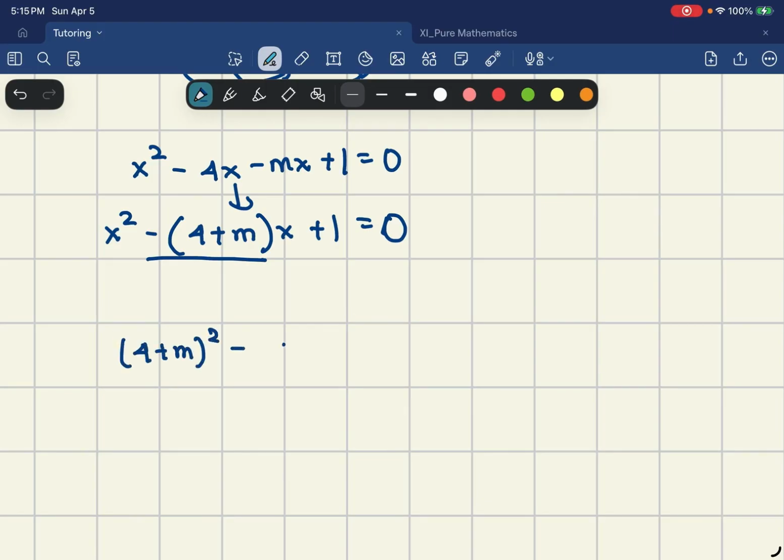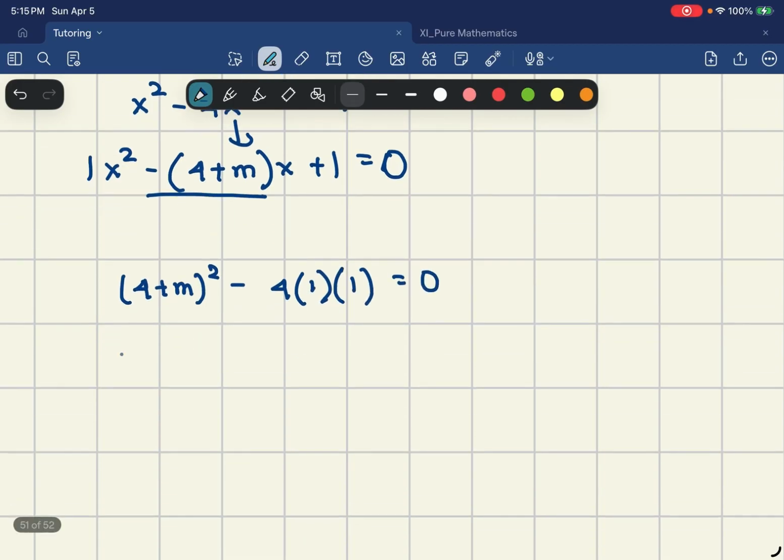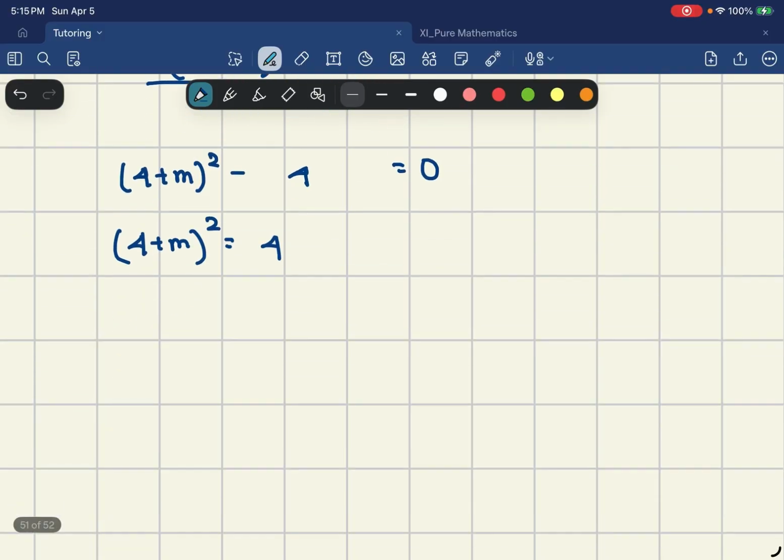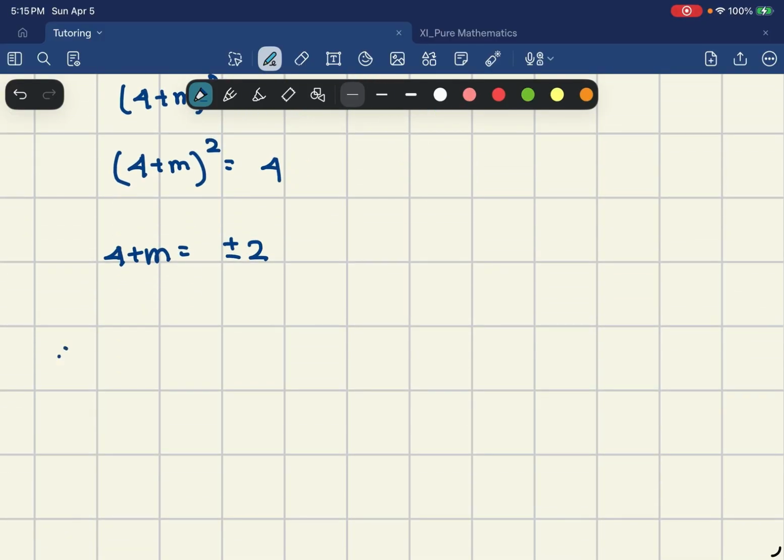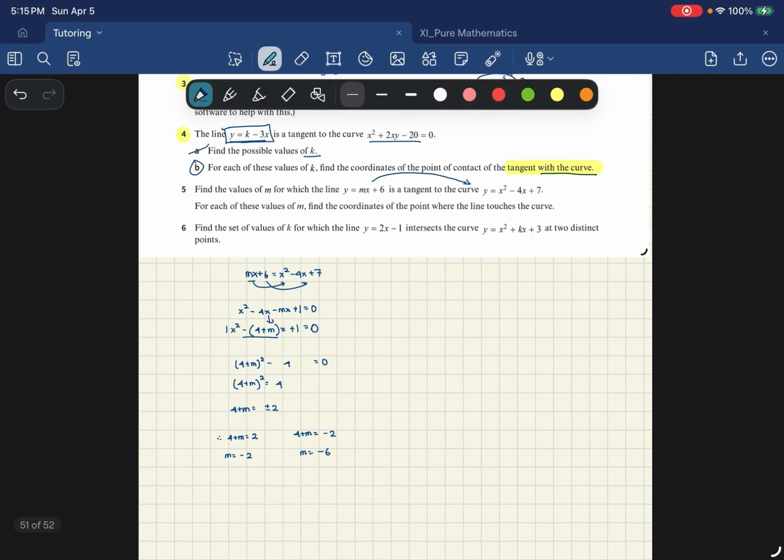B squared minus 4ac, where a is just 1 and c is just 1, is equal to 0. So 4 plus m squared is equal to 4, right? This just simplifies to 4. And if I add 4 on both sides, I get this. So 4 plus m is equal to plus or minus 2. Therefore, if 4 plus m is equal to positive 2, m is equal to negative 2. If 4 plus m is equal to negative 2, m is equal to negative 6. So negative 6 and 2, that is your answer.